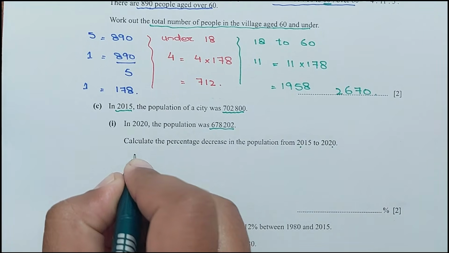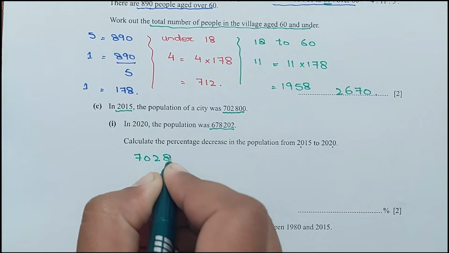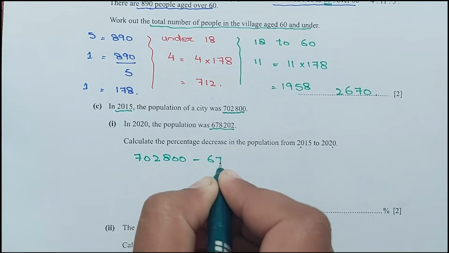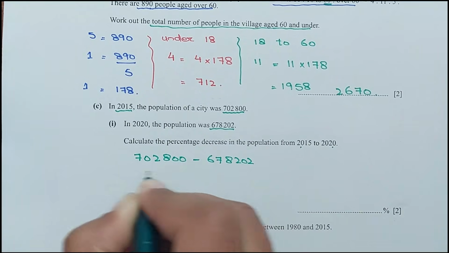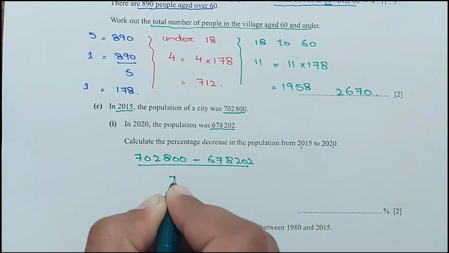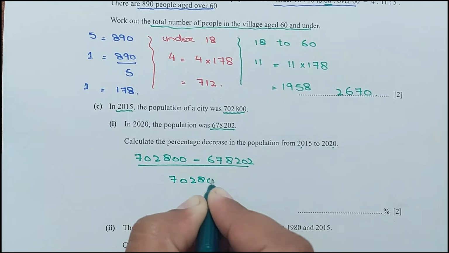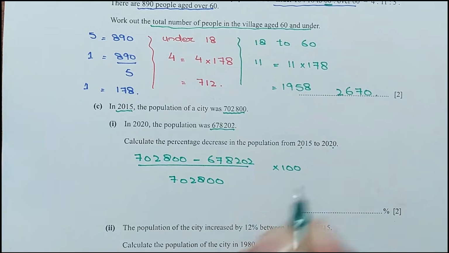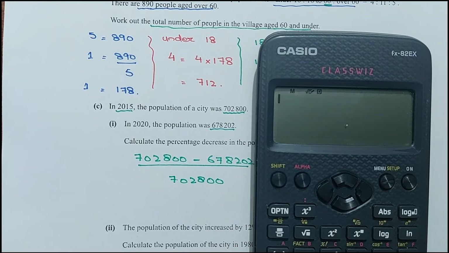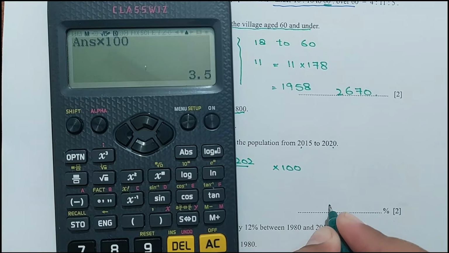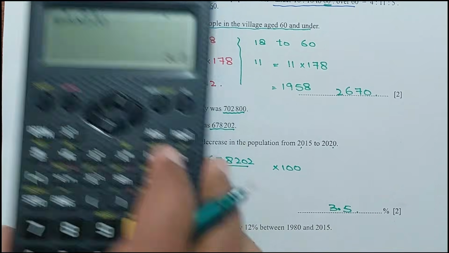We have to find 702,800 minus 678,202, divided by the original one, 702,800, multiplied by 100. That is the percentage we have to find. This is 3.5%, the percentage decrease in the population.